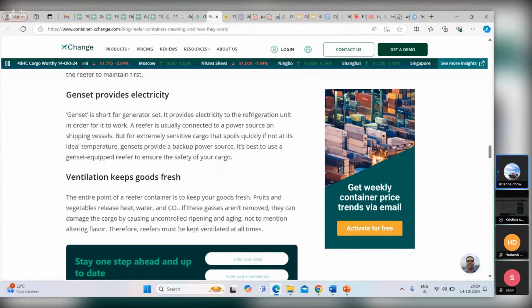So there is a generator set which provides electricity for the refrigeration system, and also you have the plug system in the ship. It provides electricity to the refrigerator in order to work. A reefer is usually connected to a power source on shipping vessels. So as I told you, there is a store on the midship, and there will be a wire plug, and you will connect that reefer cable to the plug in the mast house.